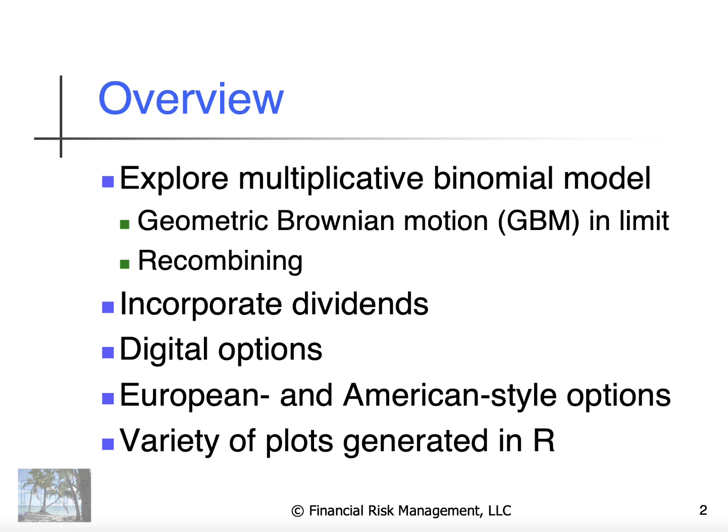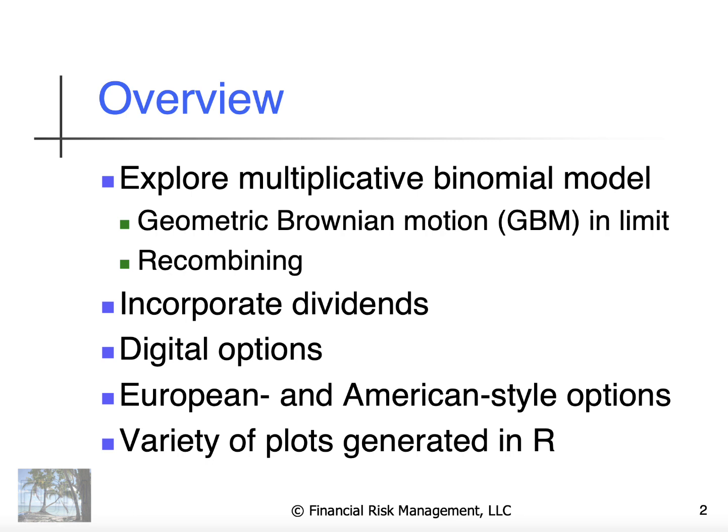So the objective here is to explore the GBM model, which is a multiplicative model. The binomial model is discrete, and in the limit, it's going to converge to the geometric Brownian motion or a terminal log normal distribution. One of the key attributes of the GBM-based binomial model is that it is recombining. We'll explore different ways to incorporate dividends and some of the problems that causes.